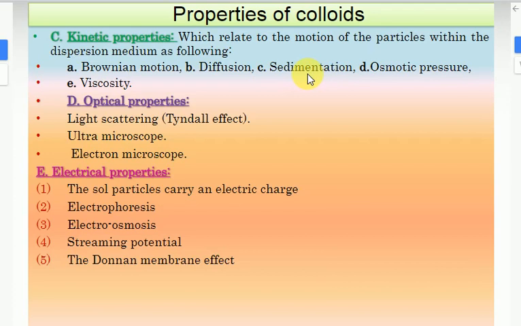Sedimentation means, look, whenever the particles have less kinetic energy, they are going to settle at the bottom. You can see this very clearly in winter, when particles settle at the bottom only. Osmotic pressure and viscosity we discussed already.